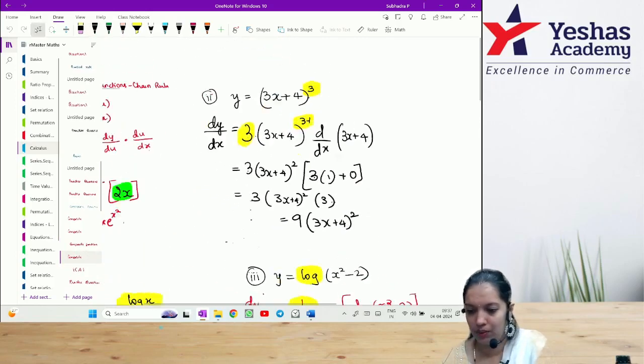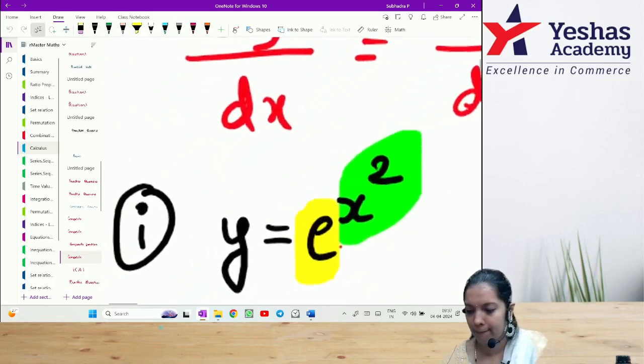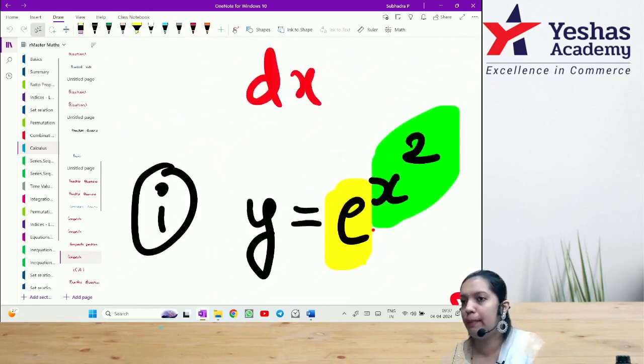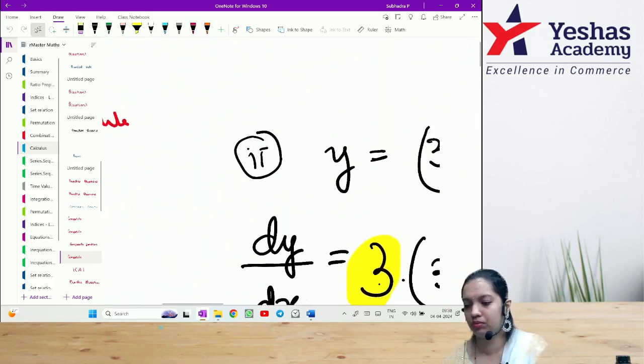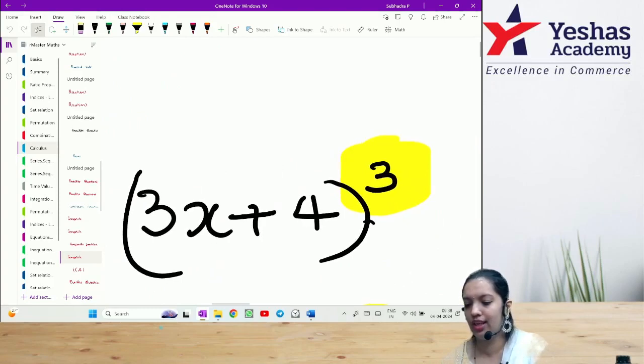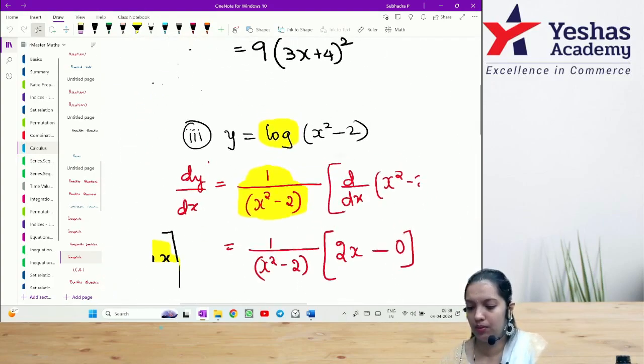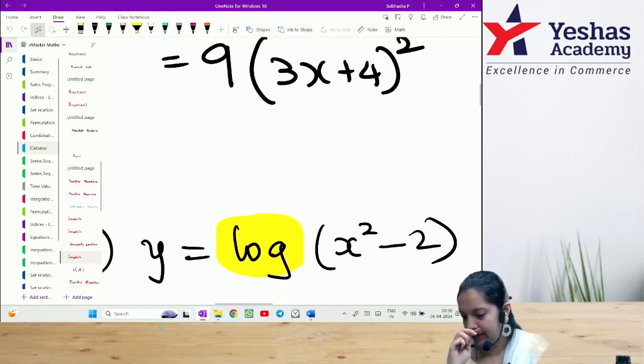We'll take question number 1. Practice questions heading. Question 1: e power x power 2. Question 2: 3x plus 4 the whole cube. Question 3: log of x square minus 2.